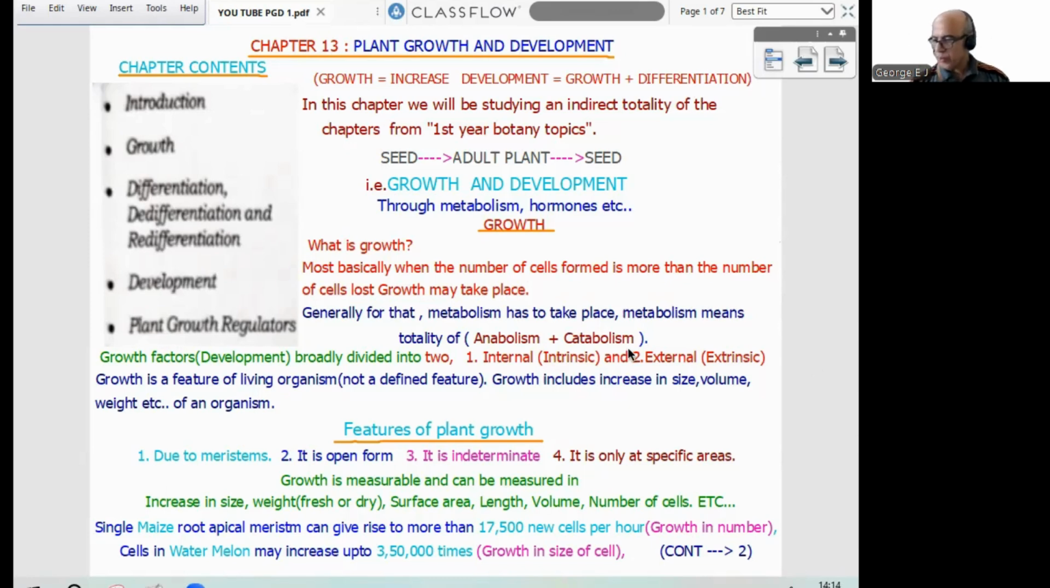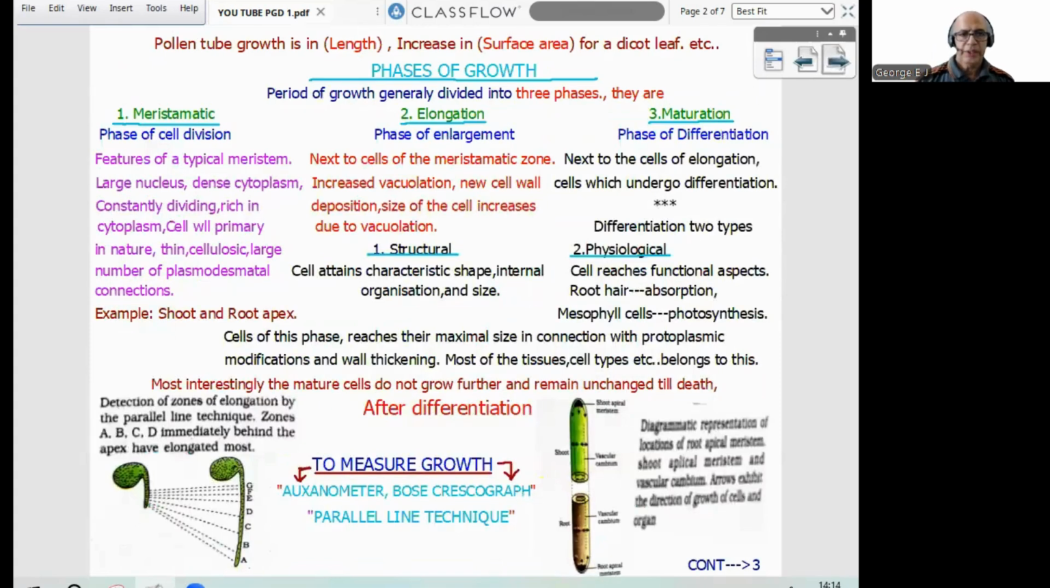Now we can proceed to the next page. I think this page is clear to all of you. Next is pollen tube growth. There we can find the increase takes place lengthwise. But when we take a leaf surface, a dicot leaf, the increase in surface area will be there. So one is lengthwise, one is surface area wise.